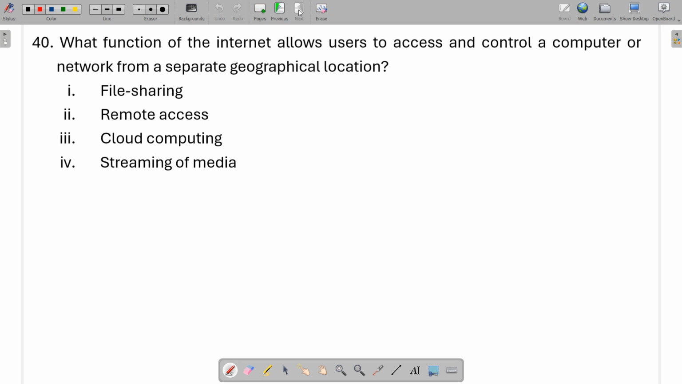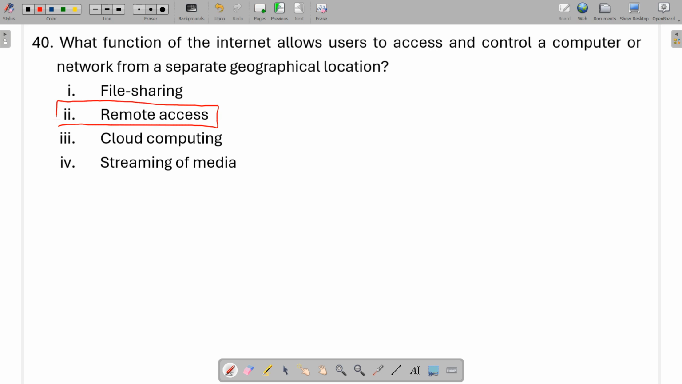40th question: what function of the internet allows a user to access and control a computer or a network from a separate geographical location? This is talking about your computer or your network being in one particular place, and you or the controller being in some other place. Geographically they are distant. So if they are geographically distant, then to access any particular computer or network, we need remote access. It's remote access that we will be using to manage or control the computer or a network. So the answer is going to be remote access.